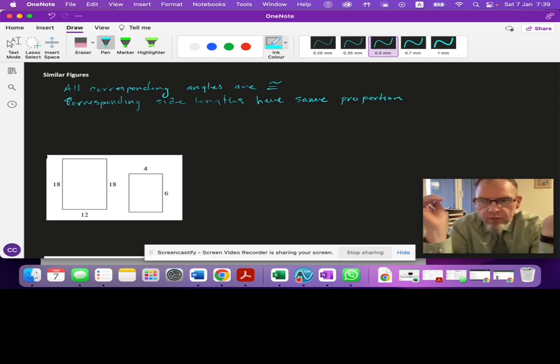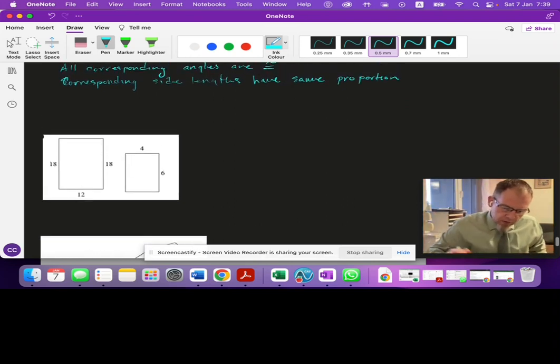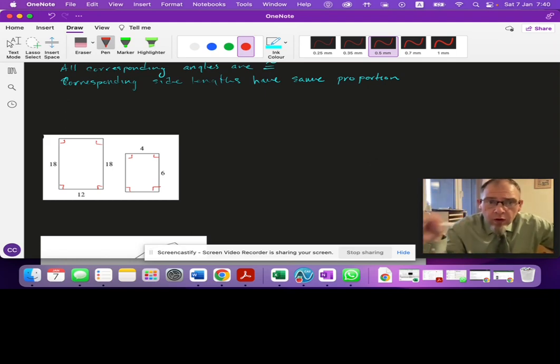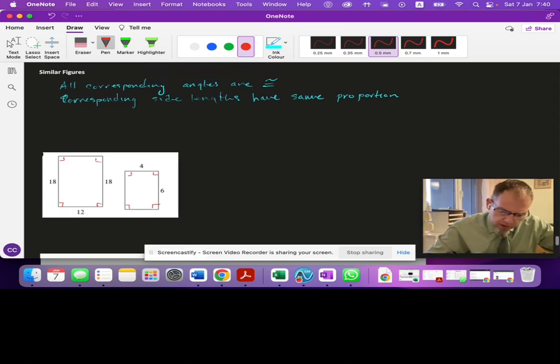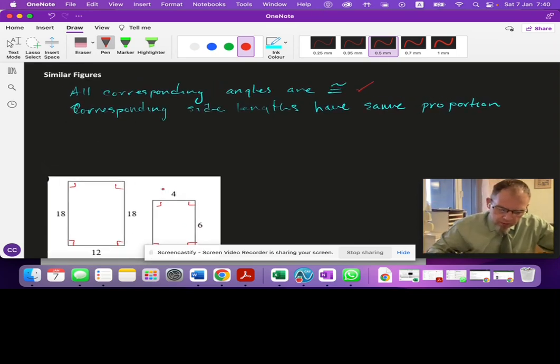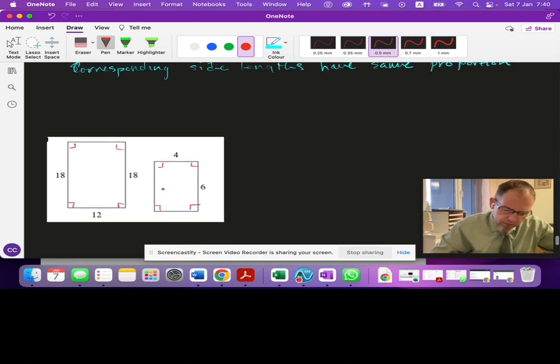So looking at these two rectangles right away, you can see that because the properties of a rectangle are that all of the angles are 90 degrees, I can say for sure that all the corresponding angles are congruent. Now we just have to check to make sure that those sides are proportional as well, so that they exist in the same proportion. So let's just check that real quick.